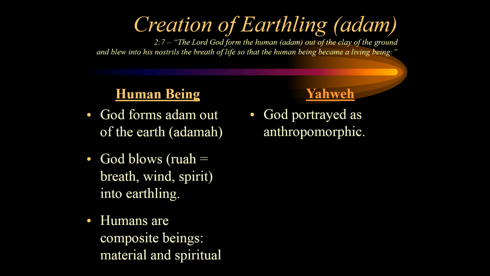While in Genesis 1 God is rather transcendent, using words to create, here he takes his hands and crafts the human person. So the portrayal of God is very different in Genesis 2. This God is much more tangible, anthropomorphic.